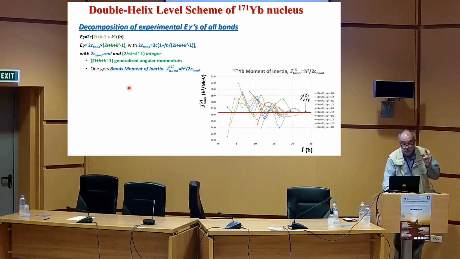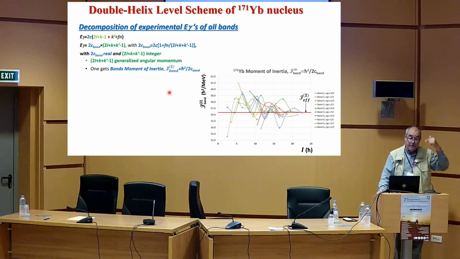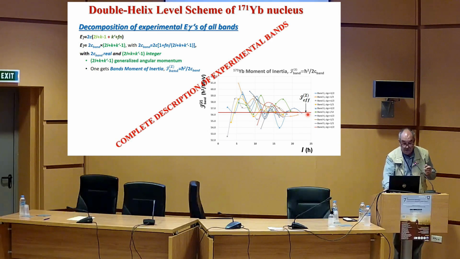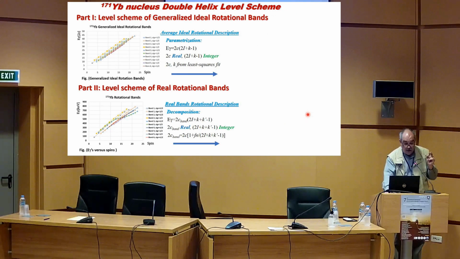Now I can show you in this parametrization how the band's moment of inertia, now we modified a bit the definition of the moment of inertia, so we take the average value and multiply it by the particular number, so we'll get a band moment of inertia. And this is a pattern. They are now wave functions around the effective moment, which is the average rotational behavior. Now with that, we have a complete description of the experimental bands based on the new setup and the new parametrization. And now I'm going to show you the level scheme for the two types of bands.